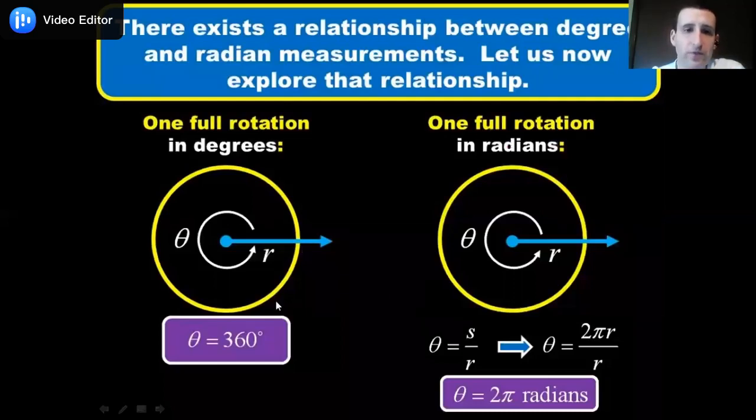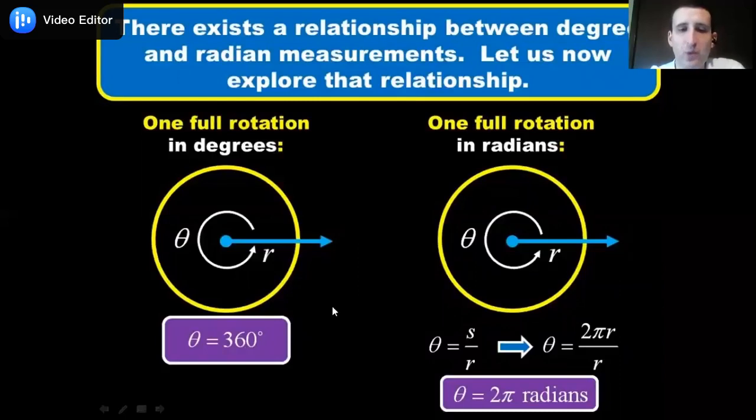So yes, one full circle is 360 degrees, and one full circle is 2 pi radians. So theta can be 2 pi radians, or theta can be 360 degrees. That means 2 pi is 360, that means pi is 180. So if you want to convert from one to the other, you either need to multiply by pi over 180 if you're going from degrees to radians, or multiply by 180 over pi if you're going from radians to degrees.